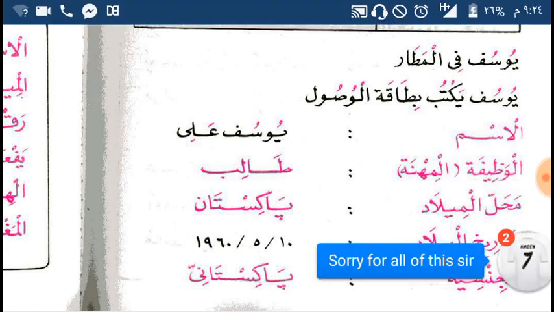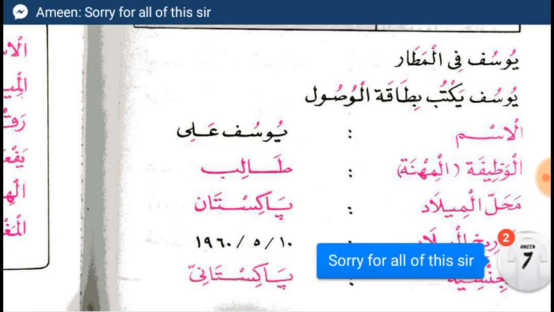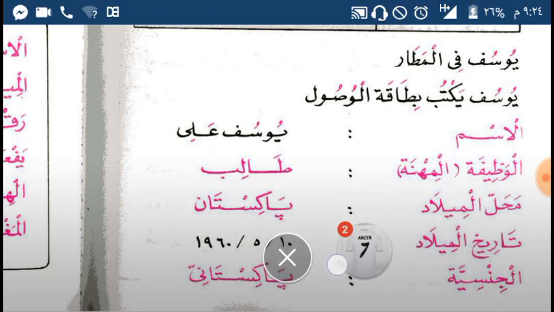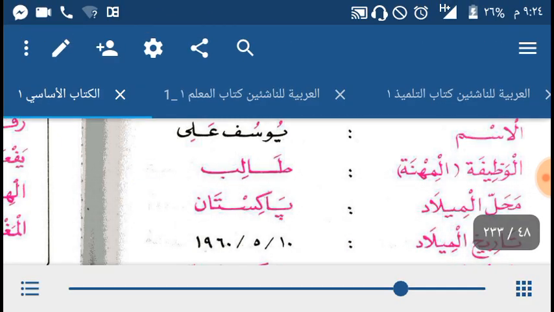Mahal al Milad. From the nationality? No, from the region he lives? Place of birth. Al Milad means birth. Mahal means place. Milad means birth. The place of birth, Pakistan. Tarikhul Milad, the date of birth. It's 1960, sir.